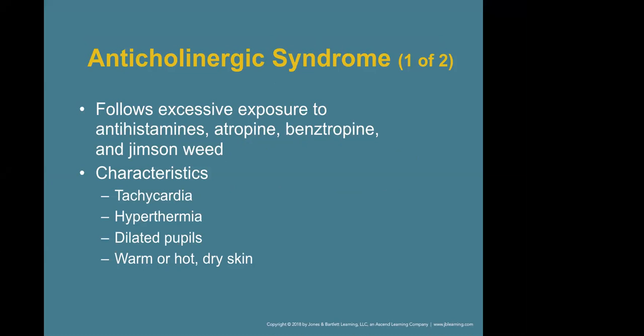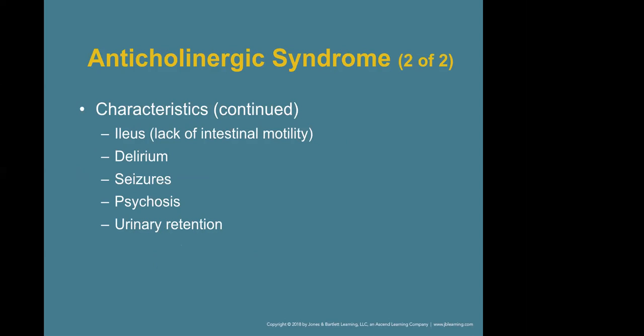So you're going to get tachycardia, hyperthermia, dilated pupils, and warm, hot, dry skin. So these are your Benadryl overdoses, your atropine overdoses. Lack of intestinal motility, so there's constipation, delirium, you'll have seizures, psychosis, and urinary retention. And urinary retention is painful because you feel full, but you're unable to actually void your bladder.